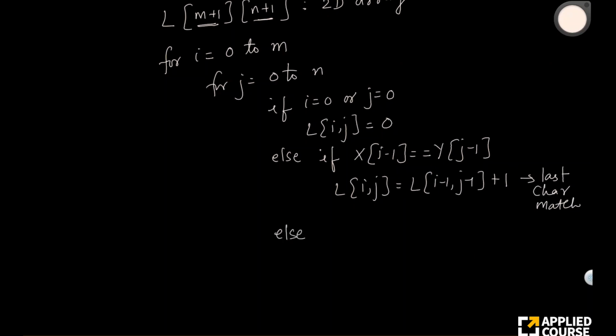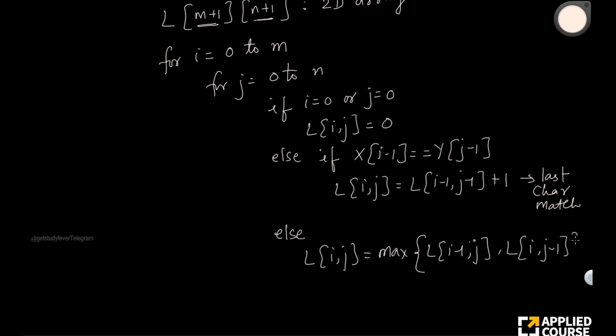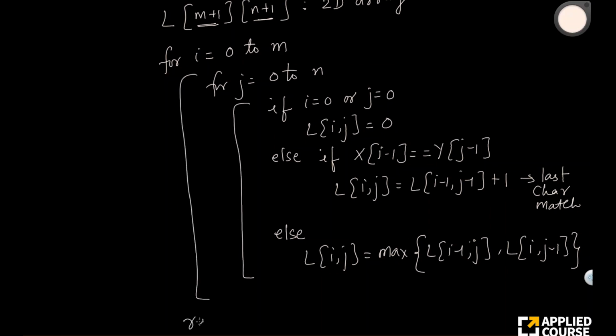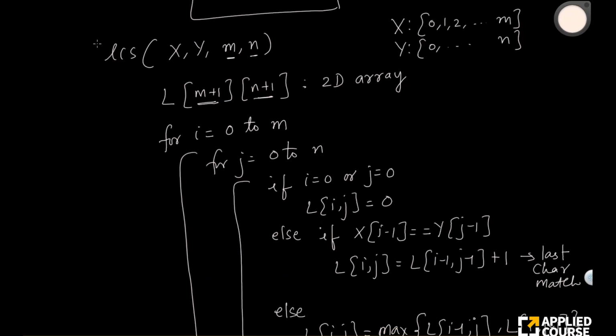Else, L[i][j] equals the max of L[i-1][j] and L[i][j-1]. We'll decrease one of them each time. So this is basically a twin for loop. If you think about it, this is one for loop, this is the other for loop. Finally, I'll return L[m][n]. That's it. That's all there is to the function. This is my LCS function.